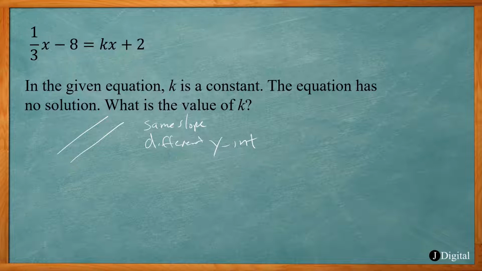So we can see here, both of these are in the y equals mx plus b format. Negative 8 is the y-intercept there, positive 2 is the y-intercept there. So they have different y-intercepts, they need to have the same slope, so that has no solution. So k needs to equal 1/3, so that these two lines have the same slope and different y-intercept. And in that scenario, we have no solution.